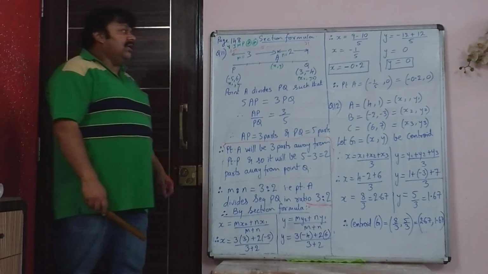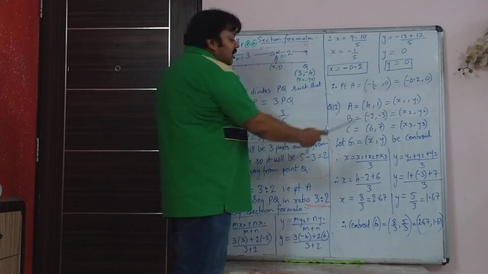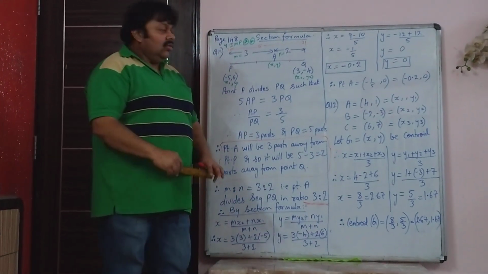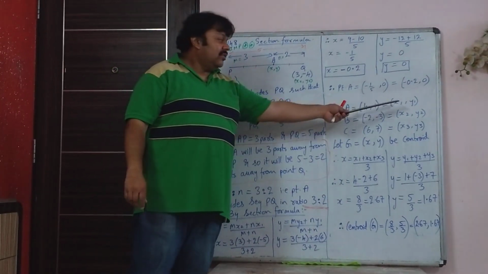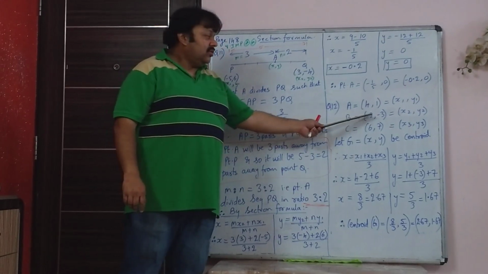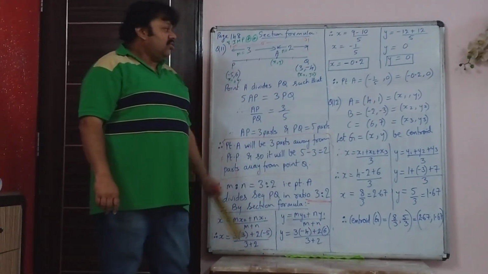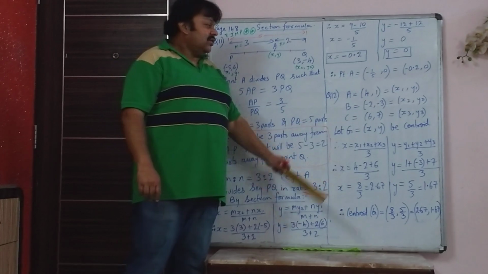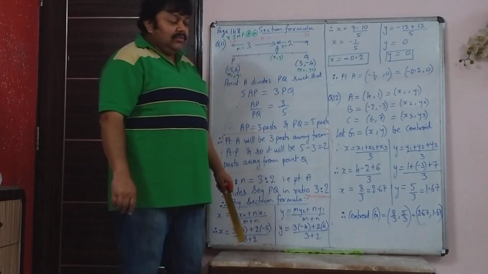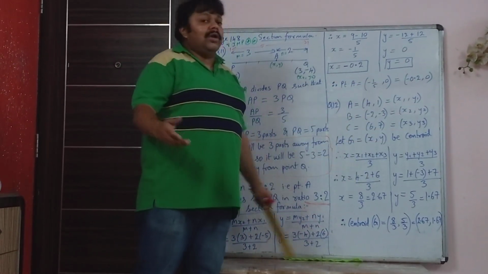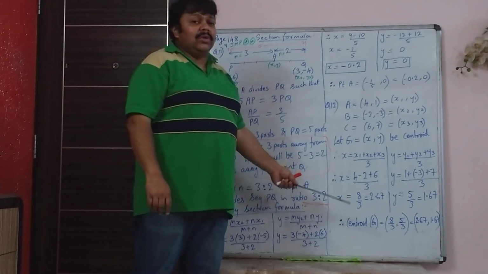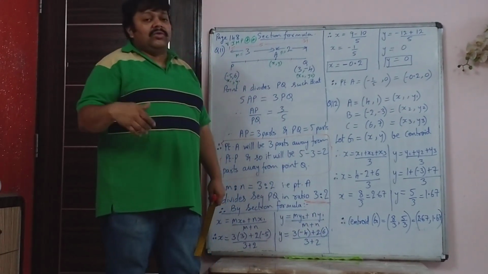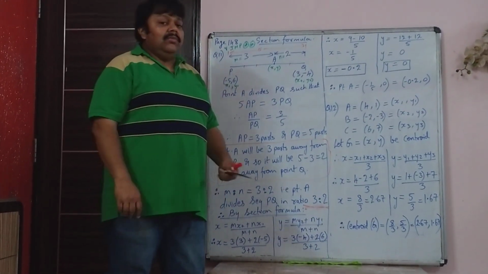The 12th question is extremely simple. You are given 3 vertices of a triangle ABC. You know A is 4, 1, that is x1, y1, B is minus 2, minus 3, that is x2, y2, and C is 6, 7, that is x3, y3. So you know the 3 vertices. You are asked the centroid, direct centroid formula. Centroid is what? It is also the point of intersection of the medians.